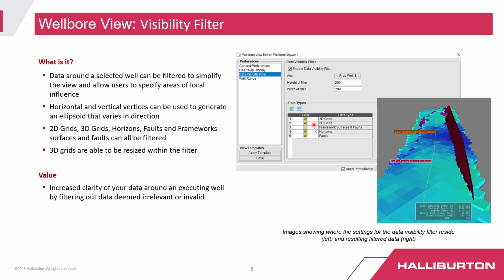We can filter several different data types including 3D grids, 2D grids, frameworks, horizons, and faults. Each data type operates independently from each other. This means you can filter out only 3D grids and leave normal display for 2D grids, and this does not impact other advanced visualization displays, things like overlay of the seismic attributes. Using this tool, you can increase the clarity of your data that's around your executing well by filtering out data that you've deemed unnecessary or irrelevant.